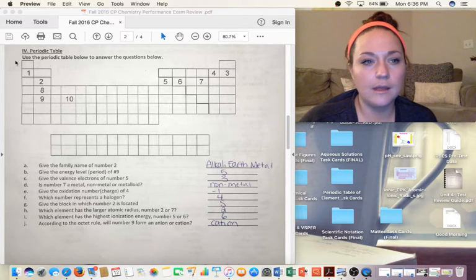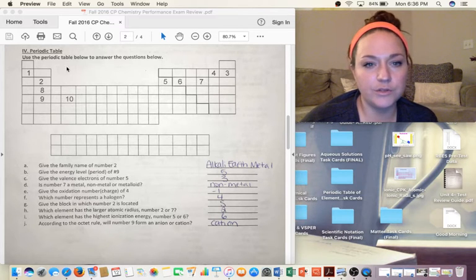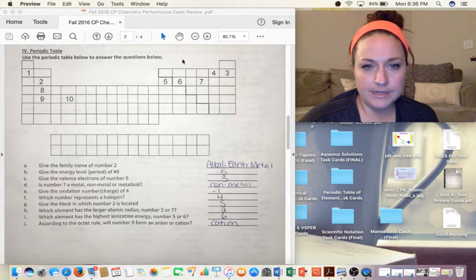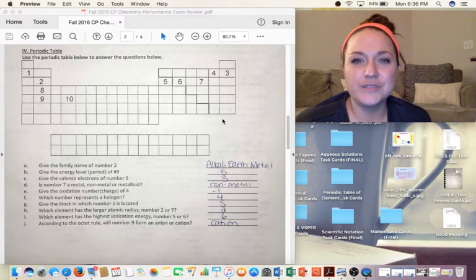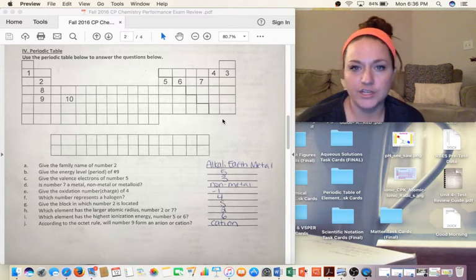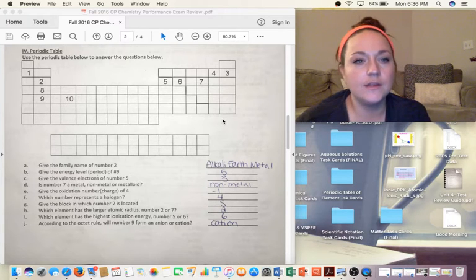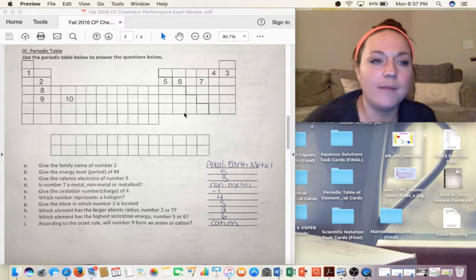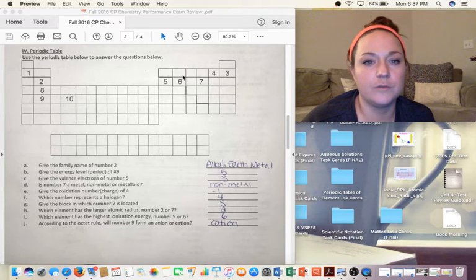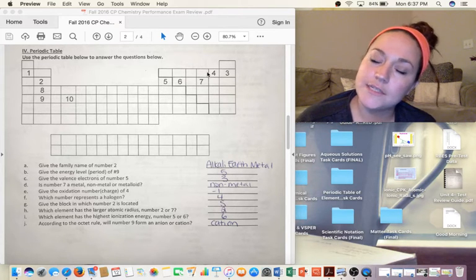So groups 1, 2, 13, 14, 15, 16, and 17 are the most reactive back and forth with each other when you form your ionic bonds. Just by the way, transition metals are involved, but you have a higher amount with groups 1, 2, 13, 14, 15, 16, and 17. All right.